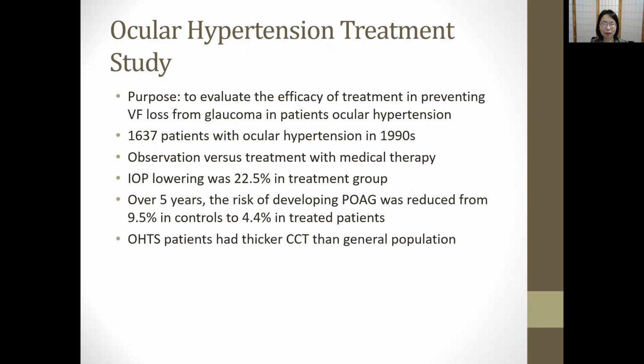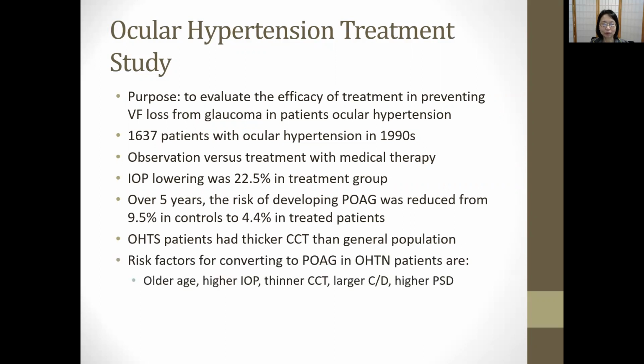They found that ocular hypertension patients tend to have thicker central corneal thickness than the general population, and the risk factors for converting from ocular hypertension to POAG included older age, higher IOP, thinner CCT, larger cup-to-disc ratio of the optic nerve, and higher pattern standard deviation on the baseline visual field.